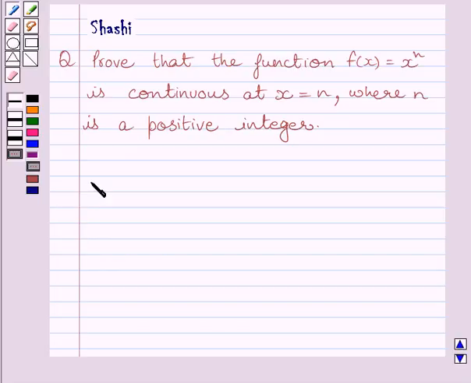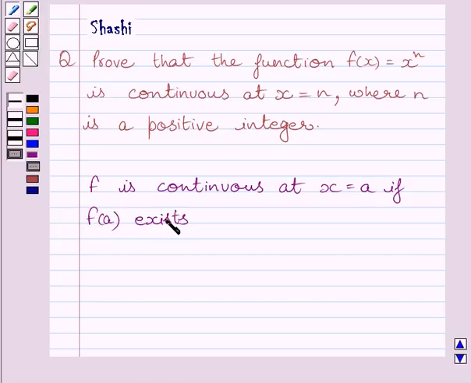First of all, let us understand that function f is continuous at x is equal to a if function is defined at x is equal to a, or we can say f(a) exists, and limit of the function is equal to value of the function at x is equal to a. This is the key idea to solve the given question.